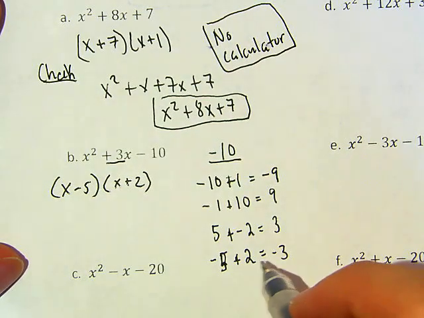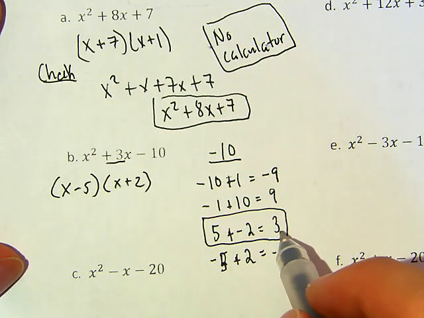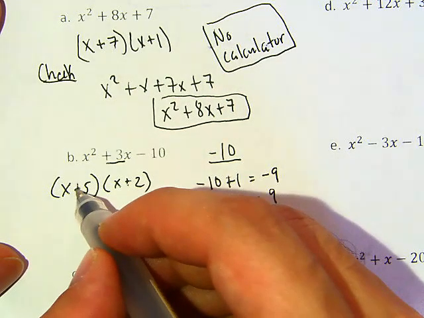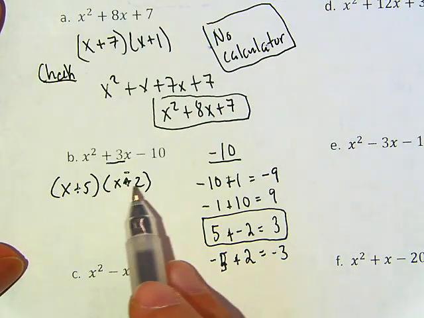I'm sorry. Oh, wait, my bad. This is the one we wanted. We wanted 3, not this one. So this is the plus, and this is the negative. Okay, so it's +5 and -2.